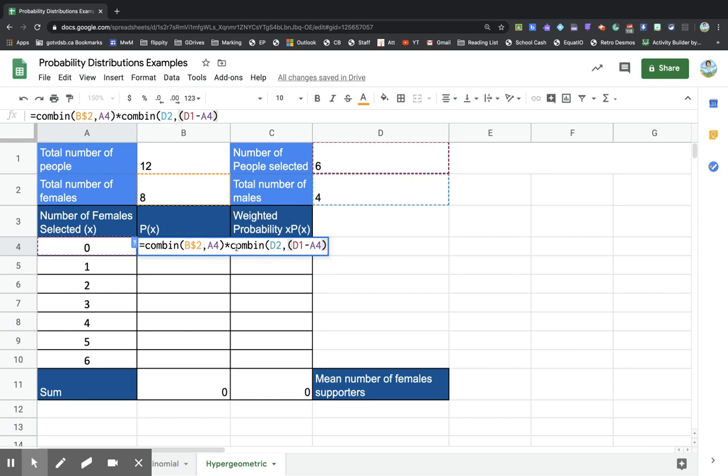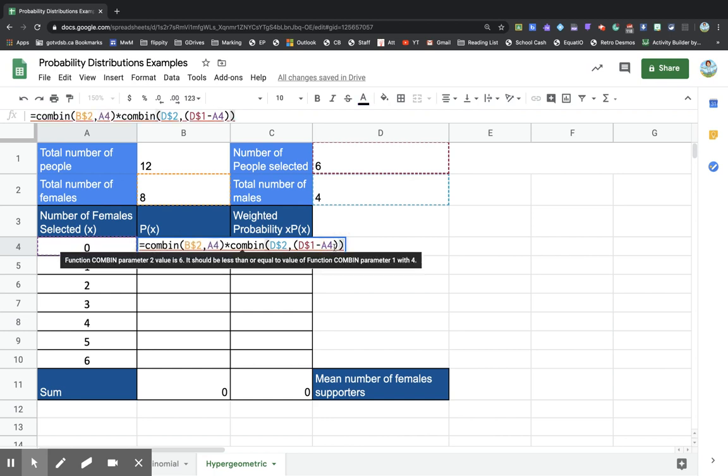Okay, now let's think about the different things that we need to actually lock in. This one here, D2, that's where I had the total number of males. I want that to stay, so that's going to be locked in at row 2 as well. In this section, D1, that was the total number of people selected. I want that to be locked in, so I'm going to put a dollar sign in front of that. A4, that was the number of females I was selecting for this particular example. That's actually going to get dragged down. Okay? So I'm going to just close that bracket again.